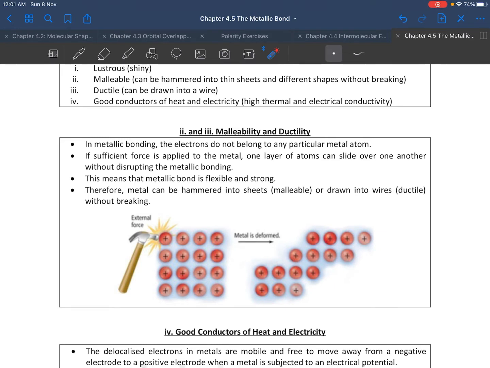So that's why metal bila kita pukul dia guna tukul besi ke apa ke, dia akan berubah shape. So kenapa dia berubah shape? Sebab dia punya metal ion dalam tu dah slide, tapi without damaging the metallic bond. Okay, so this means that metallic bond is flexible and strong. Therefore, metal can be hammered into thin sheet, malleable, or drawn into wires, ductile, without breaking. Okay, so kenapa keadaan ni boleh berlaku? Sebab atoms tu slide over one another without disrupting the metallic bond.